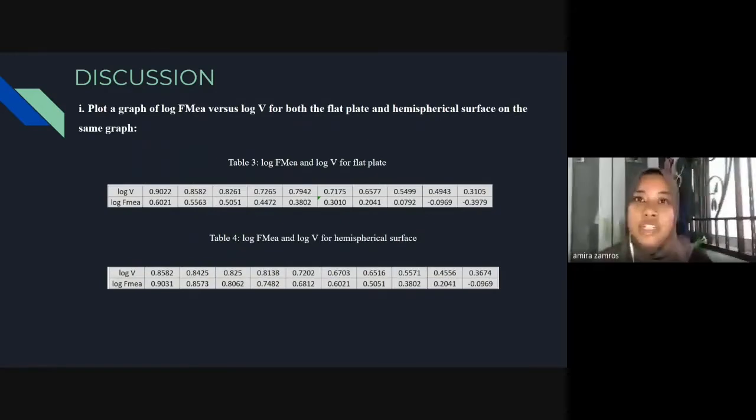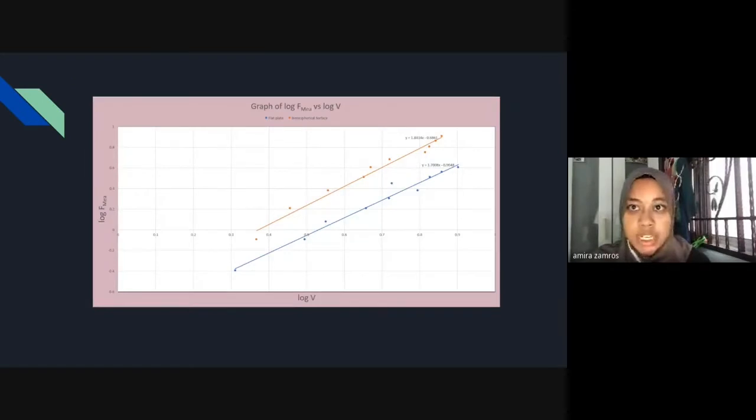Okay, for the discussion, the first question is to plot a graph of log F MVA versus log V for both the flat plate and hemispherical surface on the same graph, based on Table 3 and Table 4. Okay, so this is the graph that we get by using the values of Table 3 and Table 4.